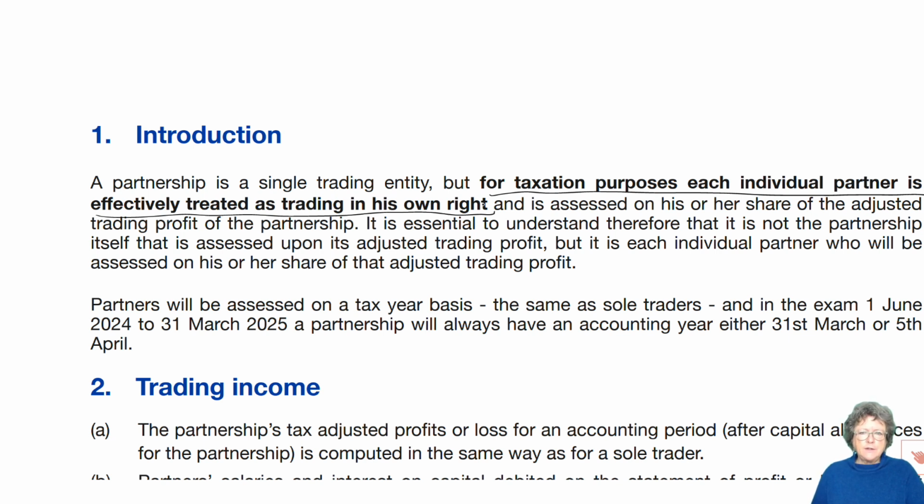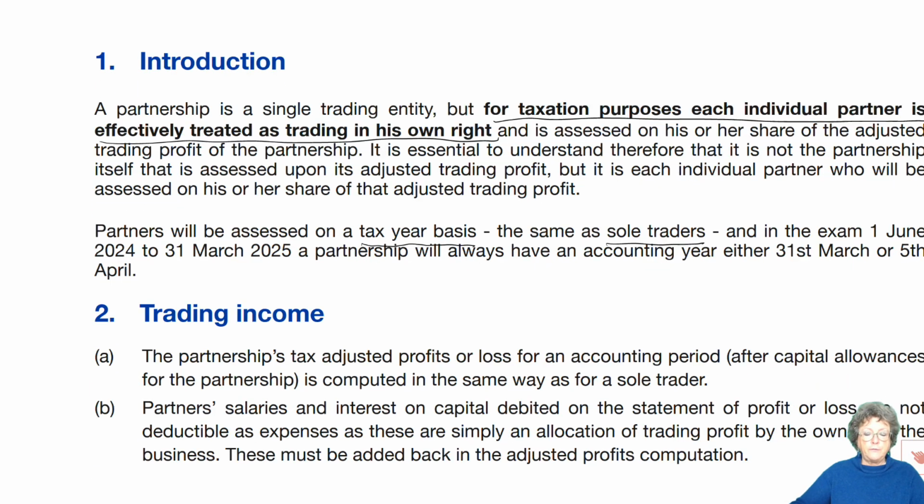Each individual is then assessed on their share. So although a partnership return has to be completed in reality, all that does is show the accounts and what the split is between each one of the partners. A lot of the information in this chapter is about how we split a partnership profit between various partners, and what effect that has. Again, they will be assessed on a tax year basis, the same as sole traders, and in the exams you'll be doing up to March 25, you will always have either a 31st of March or a 5th of April year end.